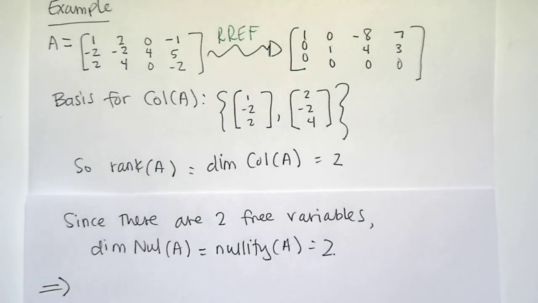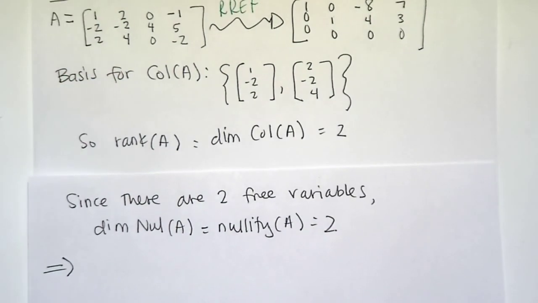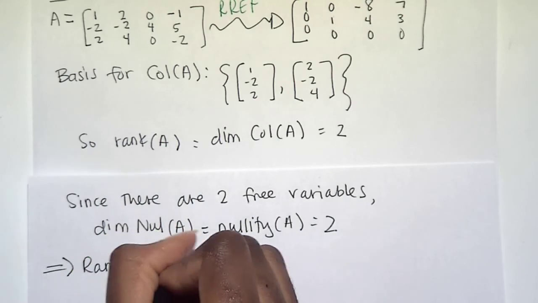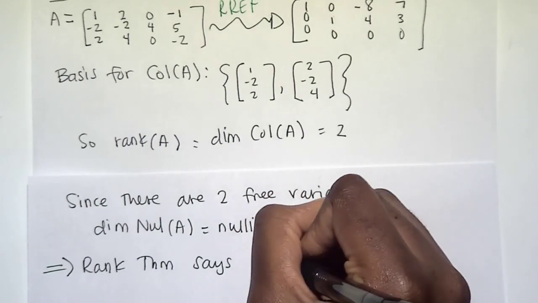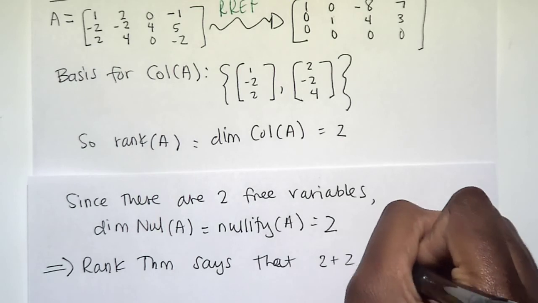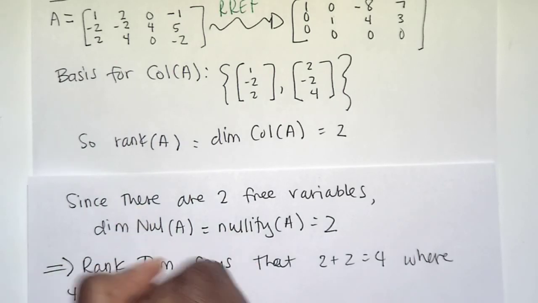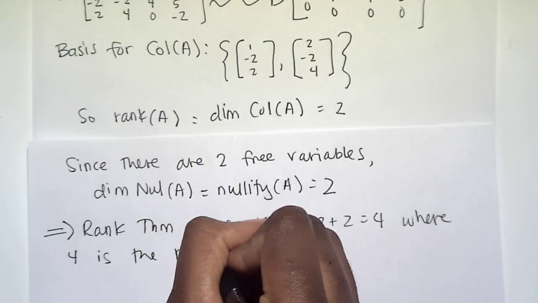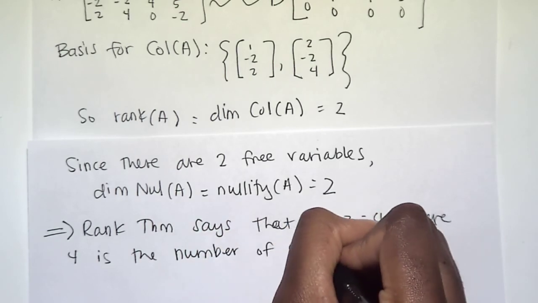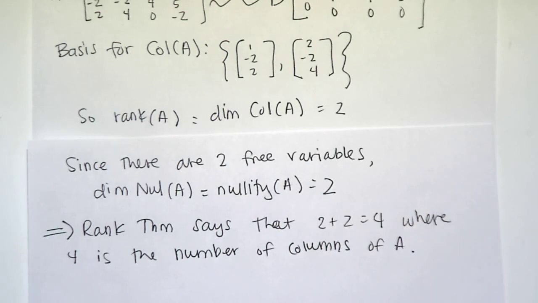And so how does the rank theorem come into play? Well, I could have just figured out only one of these and known the answer to the other, right? Because the rank theorem says that 2 plus 2 equals 4, where 4 is the number of columns of A. All right, so that's about all for this section.